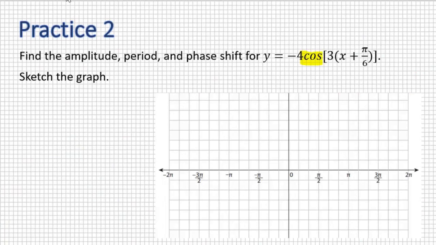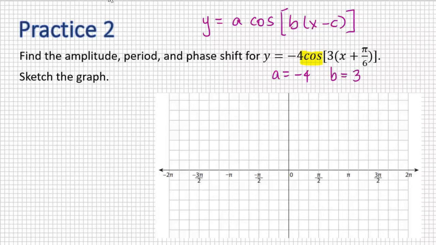This time, we have a cosine function. We're again going to find the amplitude, period, and phase shift, and then graph this function. What's the general form? That's y is equal to a times the cosine of b times x minus c. So here the value for a is -4, the value for b is 3, and the value for c is negative pi over 6.